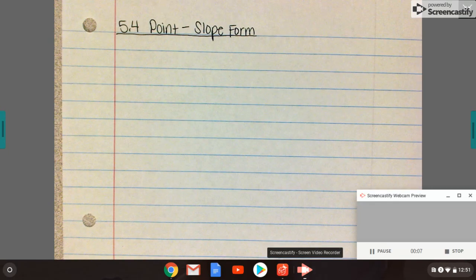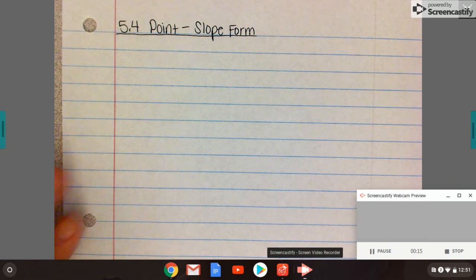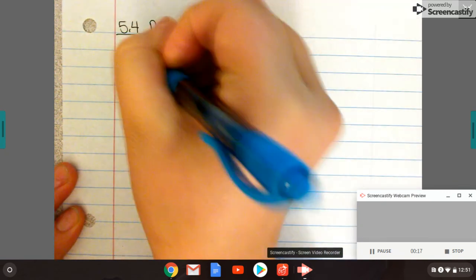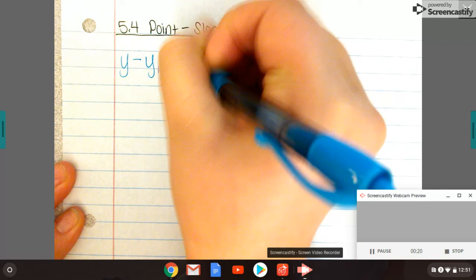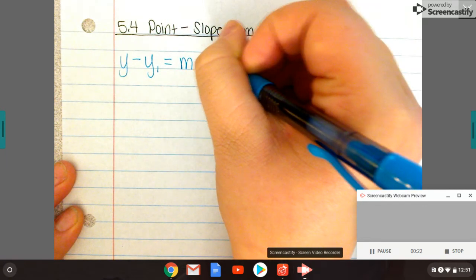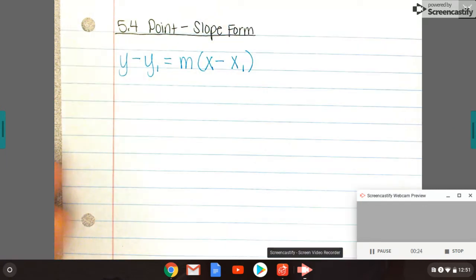We're going to work through section 5.4, which is point slope form. So this is the second of our three different linear formats. Point slope form is one where we can read off the point and the slope. It is y minus y1 equals m times the quantity x minus x1.